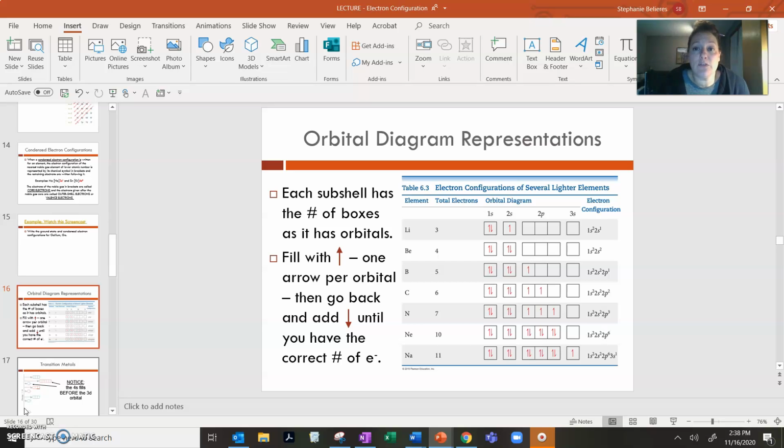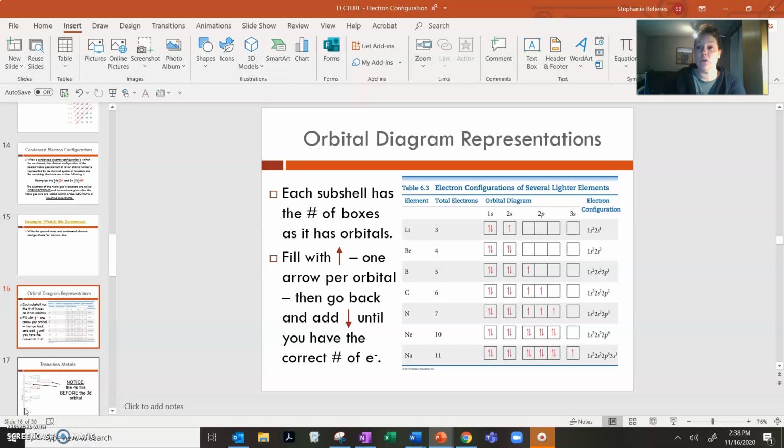So the trick to orbital filling diagrams is simply to draw a box that represents one orbital. For an s orbital type, you will have one box. For p orbitals, you have three boxes, connected. For d orbitals, you would have five. And f orbitals, which we won't be doing in this class, would have seven boxes.